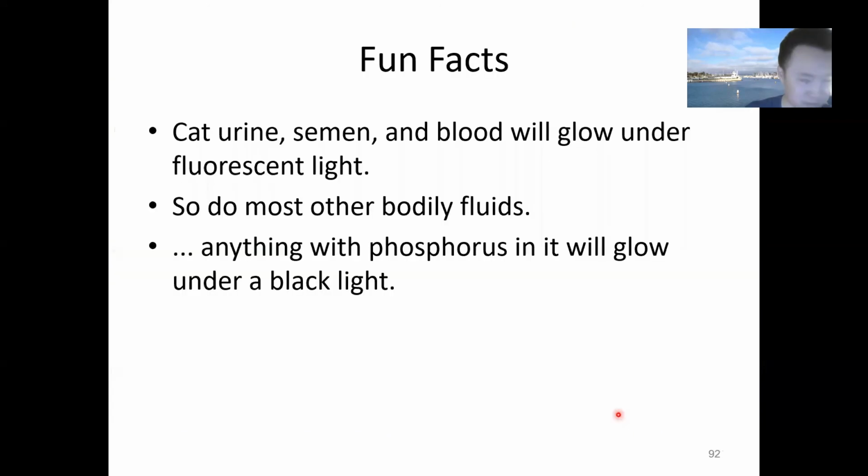Okay. And like I said, cat urine, semen, and blood will glow under fluorescent light, but so do most of the other bodily fluids, again, because there's phosphorus in it. So therefore, under black light, it will react and glow. So that's why you'll get that.